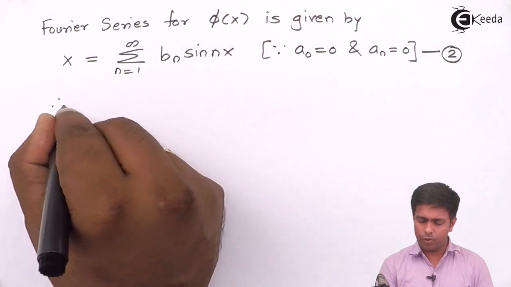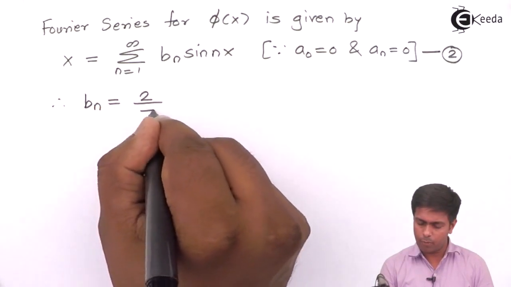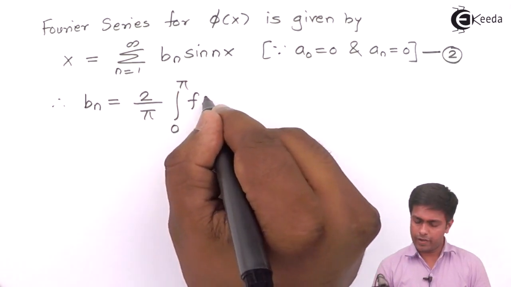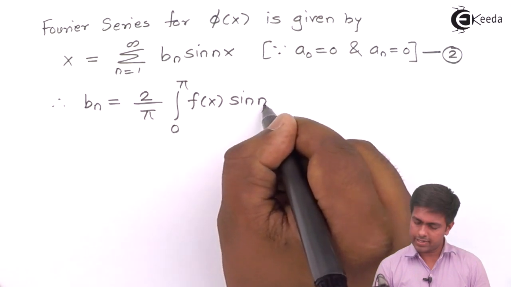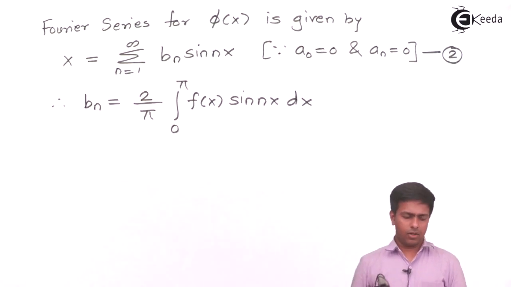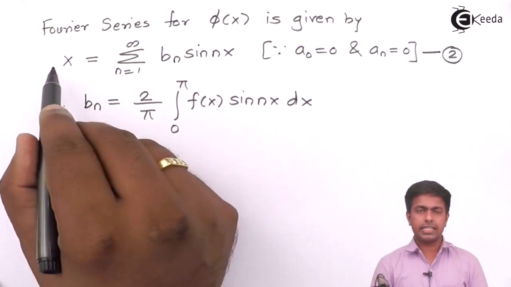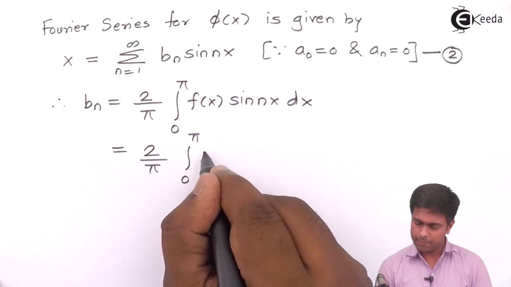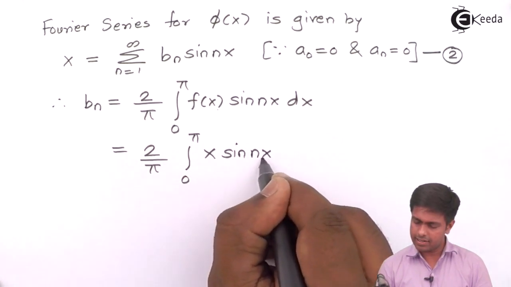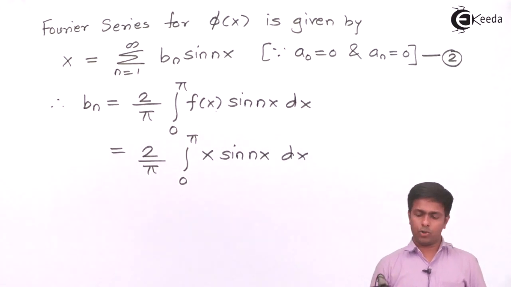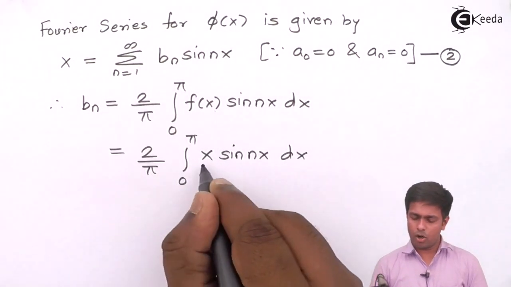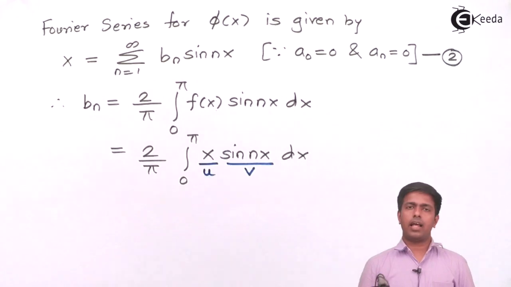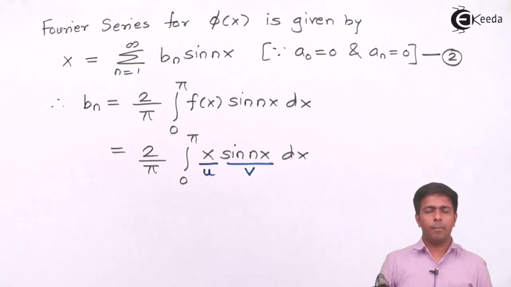So let's start. Therefore bn is given by the formula 2 upon pi integration 0 to pi f of x sine of nx dx. Now the value of f of x is x, so this will become 2 upon pi integration 0 to pi x sine nx dx. Now guys, here there are two functions multiplying each other, so we'll call this x as u and this sine nx as v, and I'm going to use integration by parts, but the shortcut formula.